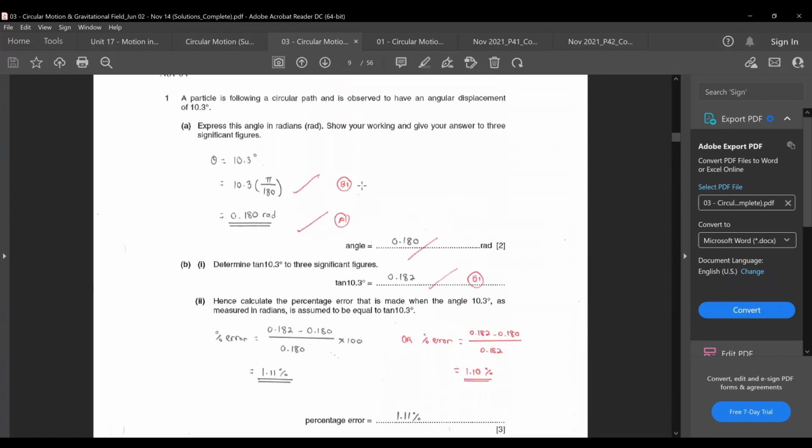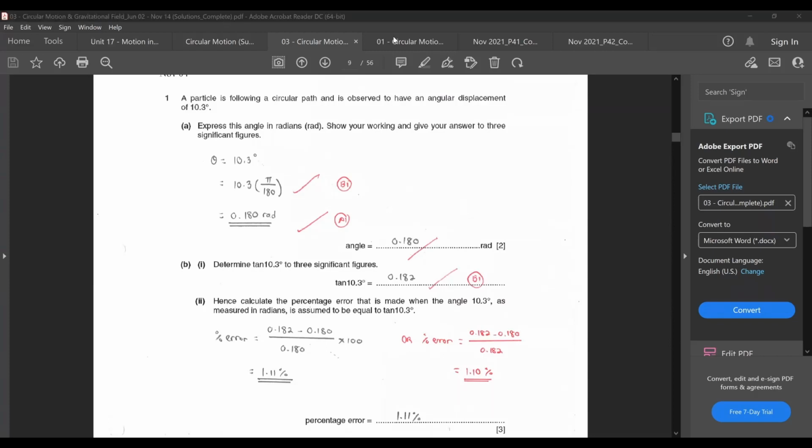Here they ask you, a particle is following a circular path and is observed to have angular displacement of 10.3 degrees. Express this angle in radians, show your working, and give your answers to 3 significant figures. So they want angle in degrees changed to radians. We know usually you need to multiply with pi over 180. So if angle theta is 10.3 degrees, change to radian is multiplied with pi over 180. It gives us 0.180 radians. This is in 3SF as what the question wanted.